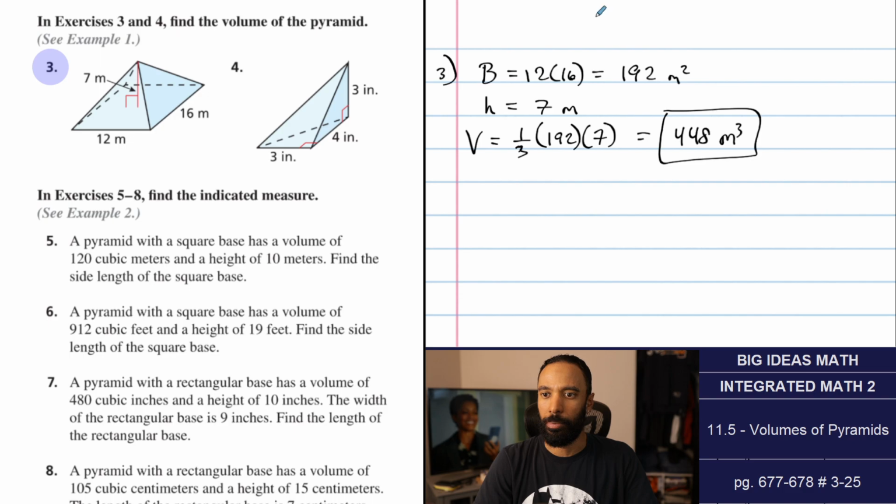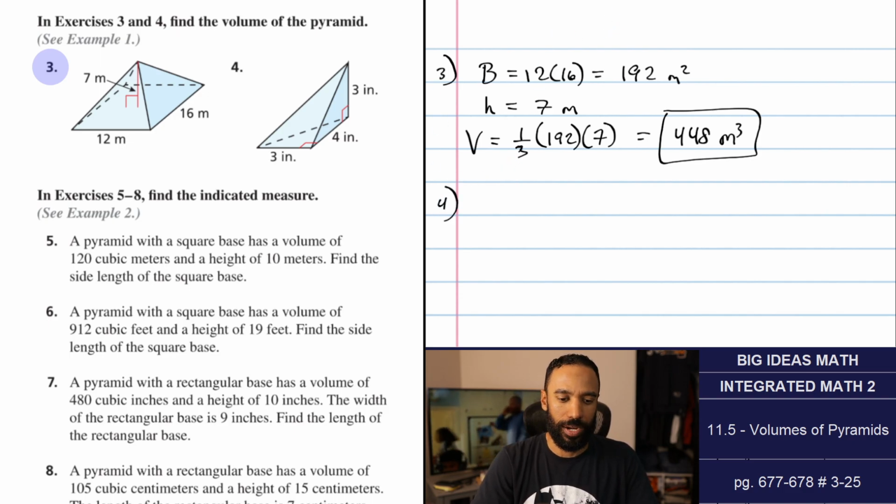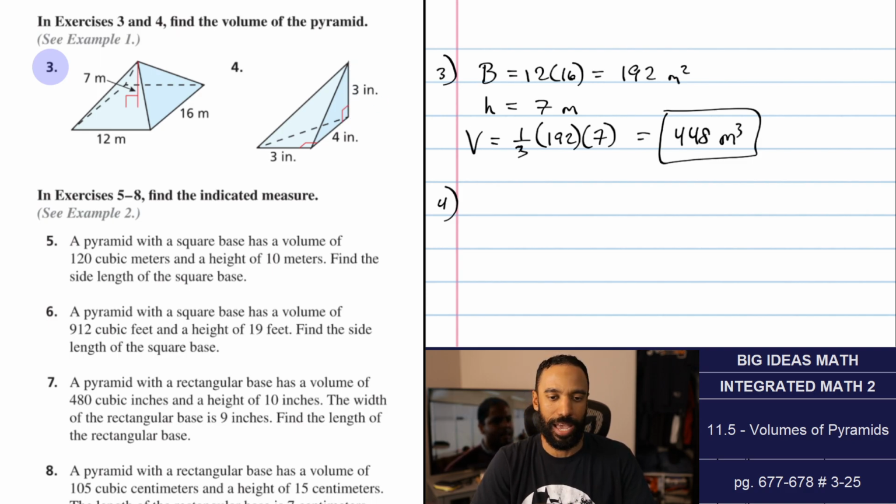That's number 3. Number 4, let's do this one. It's not oblique. Well, it is oblique in that it's not right in the middle there, but we have a right triangle base, and then kind of a right pyramid, but that is the height. The height is 3 inches there. The height of the base, though, would be 4 inches there.